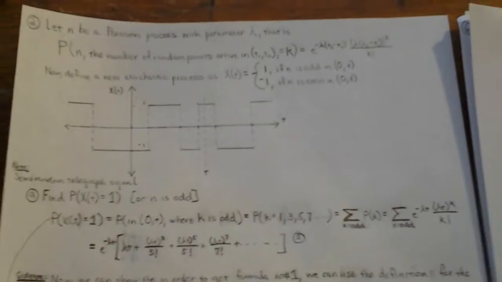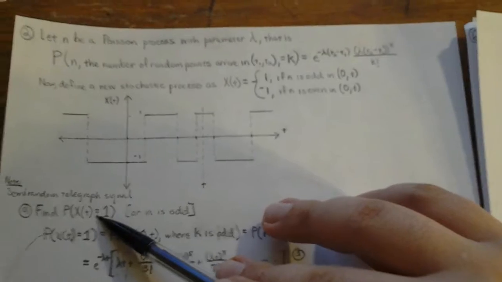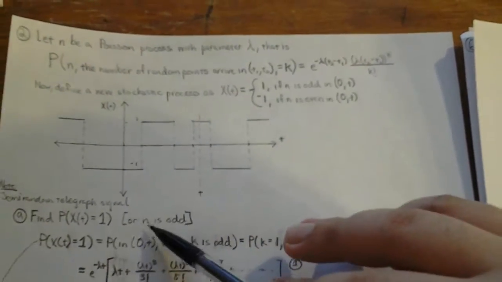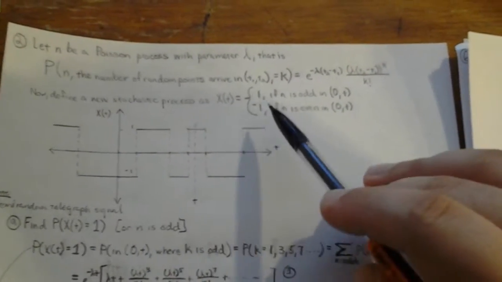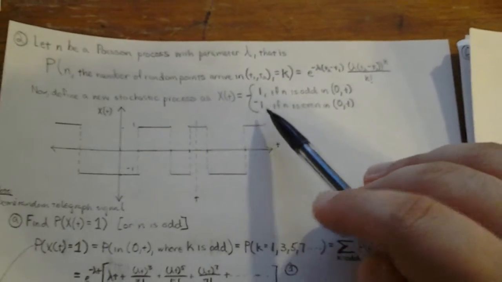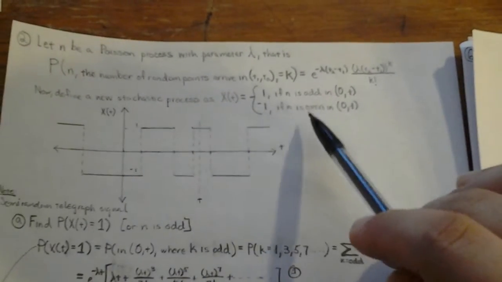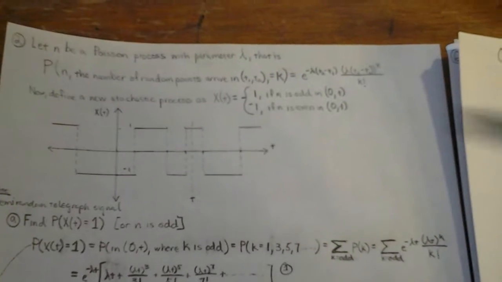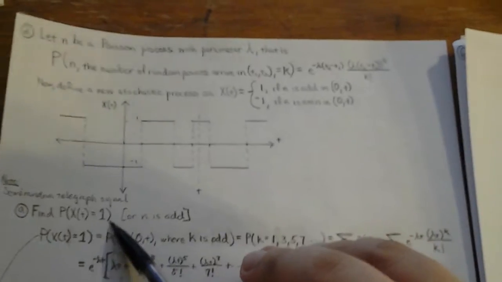Now, what the problem asks us is to find the probability of our stochastic process when it's equal to 1, or basically when n is odd. Alright? And we'll show that there's a similar way to show the probability when x is equal to -1, or when n is even. That's going to be important for the next parts of our problem, B and C. But let's start with the actual question for part A.